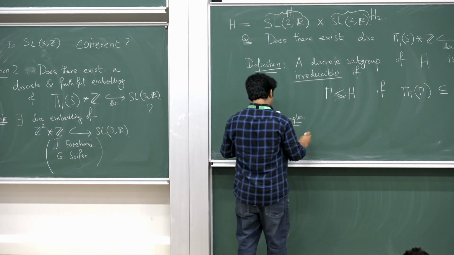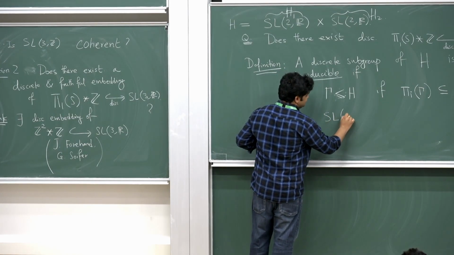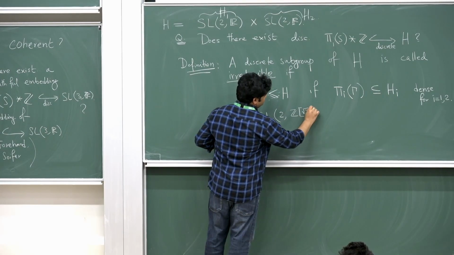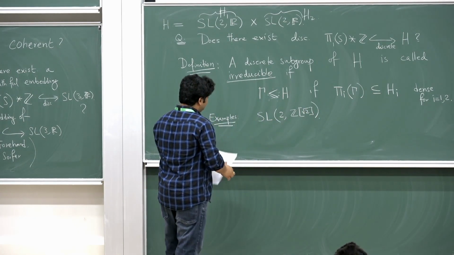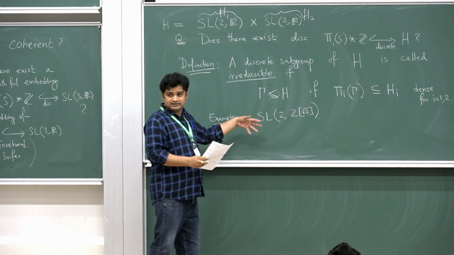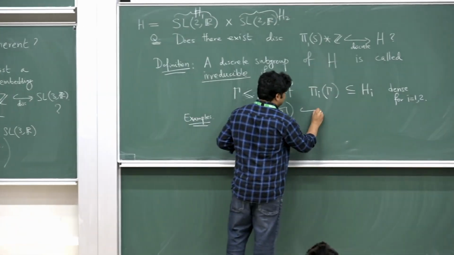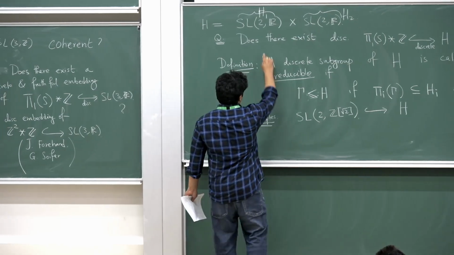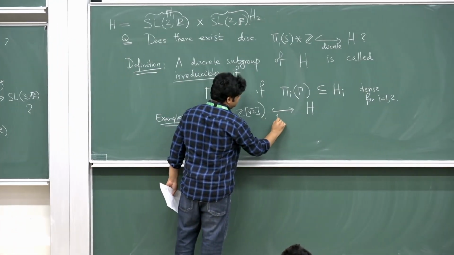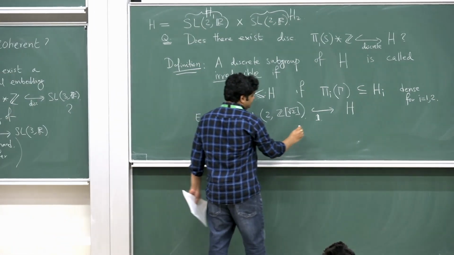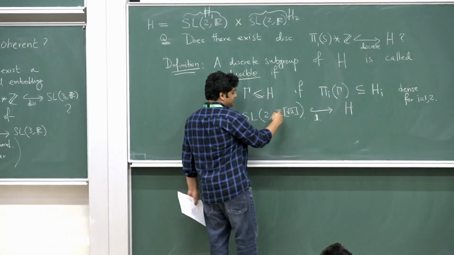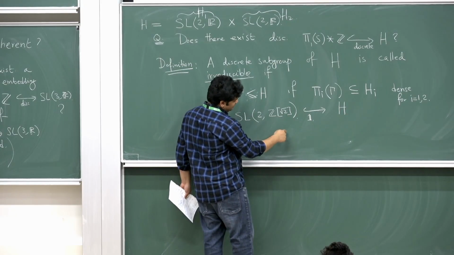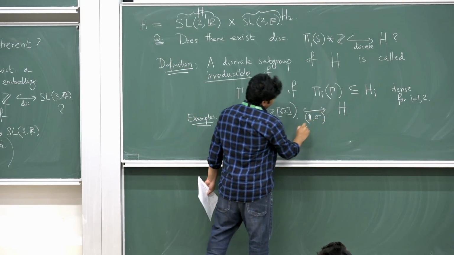So for example, one can look at this group SL2Z adjoined square root of 2. If we think of this group inside SL2R, it's not discrete, it's dense. But we can embed this in H in the following way. In the first factor, it will be identity. And in the second factor, we'll apply some automorphism of Q adjoined square root of 2. There is only one non-trivial one, which sends square root of 2 to minus square root of 2. So it's the conjugate.